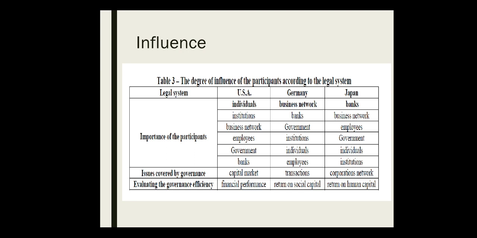But in Europe and Japan, individuals do not have high influence. In Europe, the party that has the highest influence is the business network, and in Japan, banks have the highest influence in corporate governance.